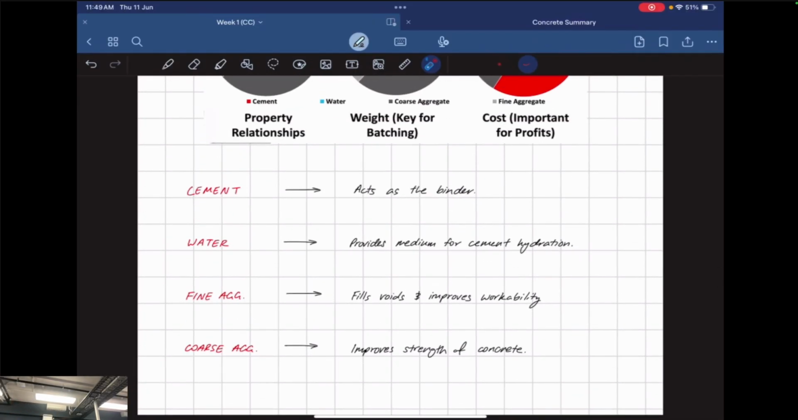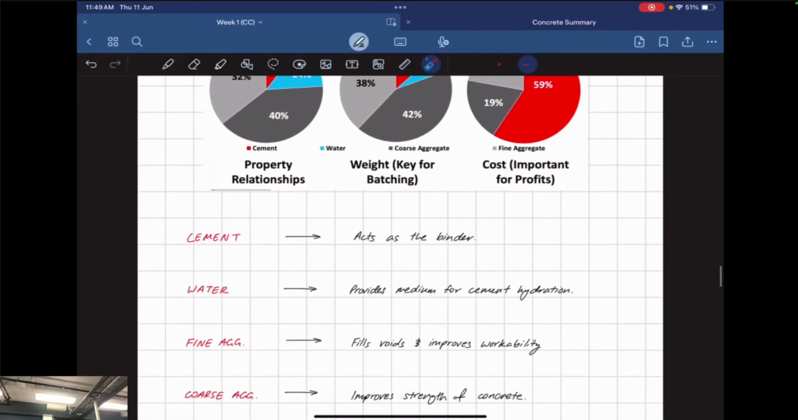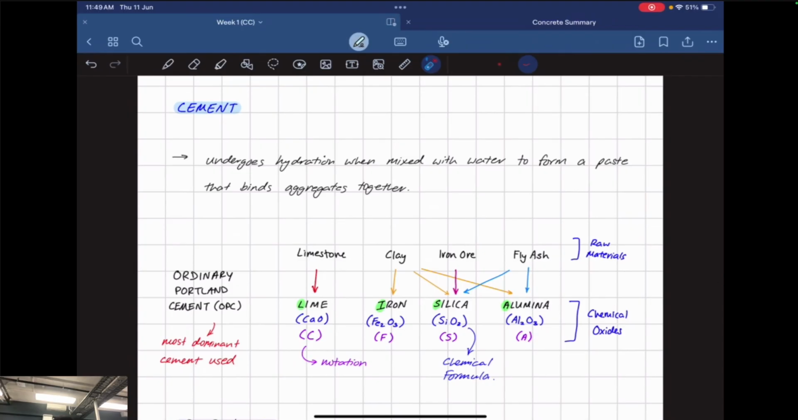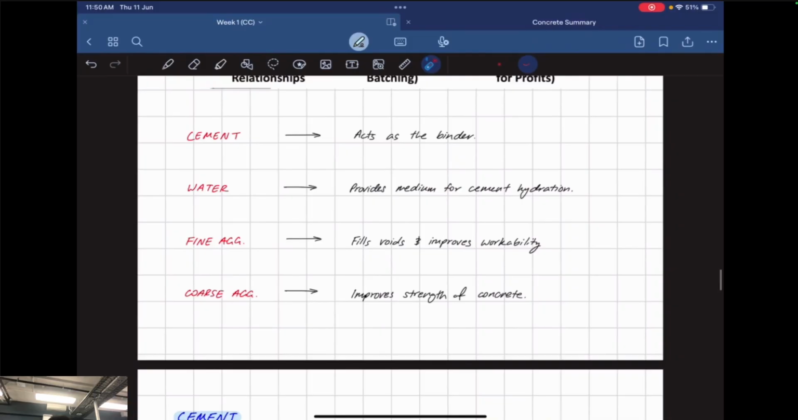Water provides the medium for cement hydration. That's something we'll cover in a bit. When water comes into contact with cement, there's a chemical reaction called hydration. Fine aggregates fill the voids and improve workability, so it's easier to work with. Coarse aggregates, as I said earlier, improve the strength of concrete. Now, any questions about concrete? It's a very simple explanation, but there's really not much to it either. Cement undergoes hydration when mixed with water to form a paste that binds our fine and coarse aggregates together. By the way, for fine aggregates we usually use sand, and for coarse aggregates, gravel.